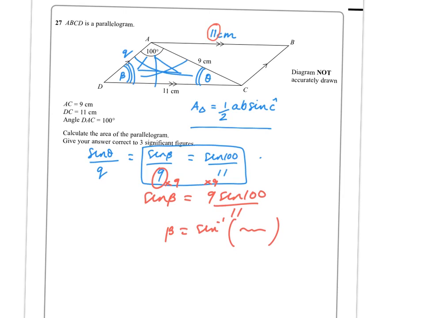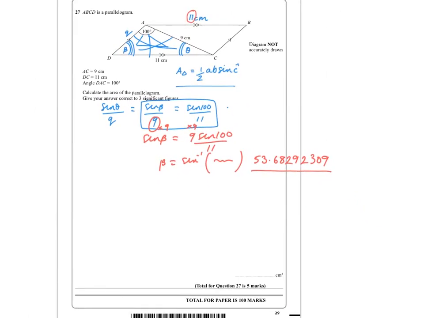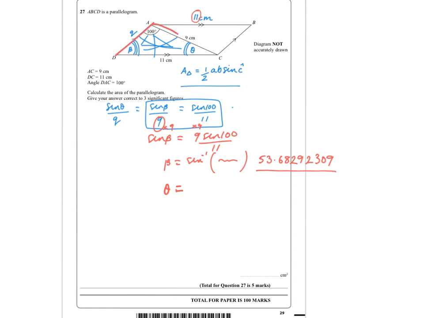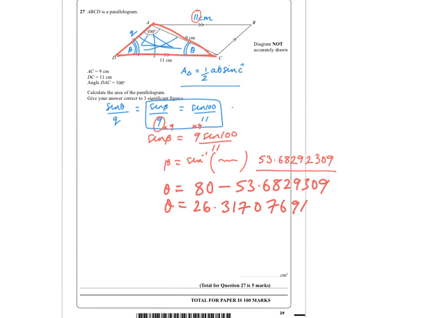So I should put that in my calculator. And I get 53.6829239. And I would always write that out in the paper to its fullest. And then I then know that theta has to be a situation where I already know in this triangle here that 100 is taken, so theta and beta have to be 80 between them added up. So I know that if I've got beta, then theta is going to be 80 minus this number here. And so theta is going to be 26.3170761.